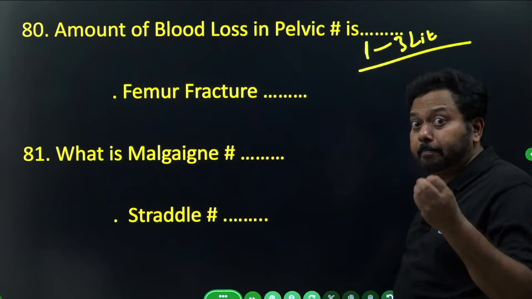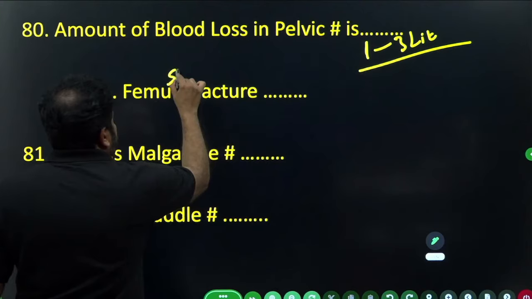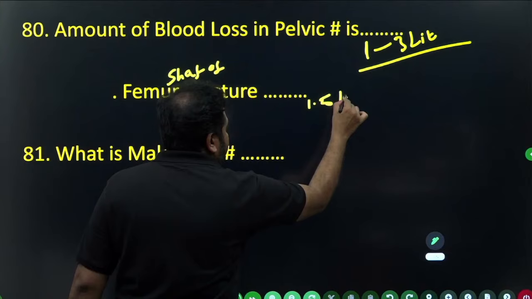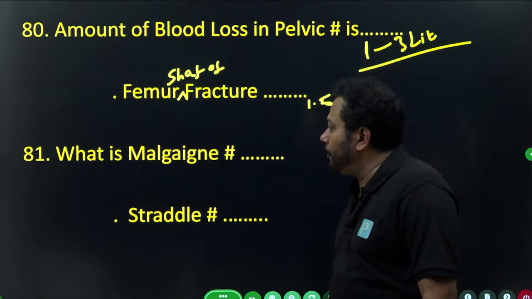Massive blood loss. Fracture shaft of femur. This is fracture femur, it should be correctly shaft. Fracture shaft of femur, the blood loss is maximum up to 1.5 liters. That's the difference. Pelvic fracture, up to 3 liters. This is 1.5 liters.